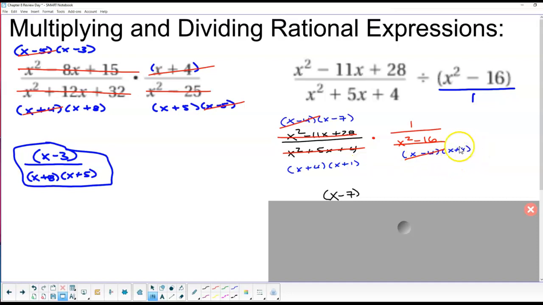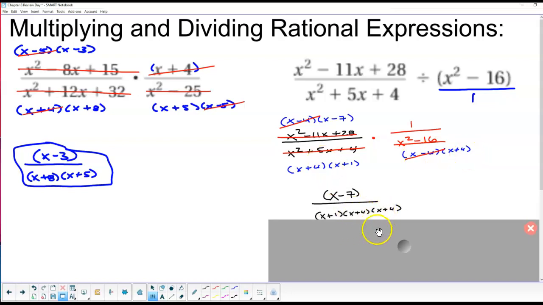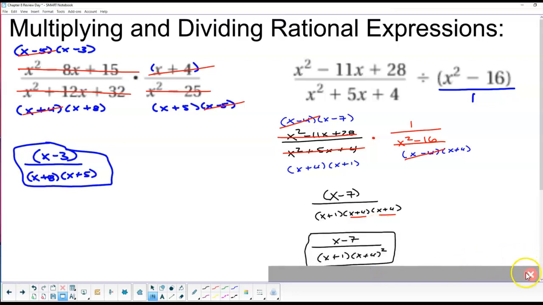Now keep in mind, sometimes kids want to reduce out the x plus 4s because there's 2 of them. But there isn't one in the numerator and one in the denominator. They're both in the denominator. So in that case, we'd have to write them multiplying together. And actually, a better way to write two items that are exactly the same and multiplied together would be to rewrite it as x plus 4 quantity squared. Either answer here or here would be accepted.